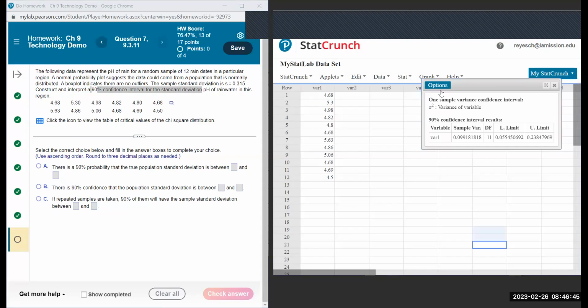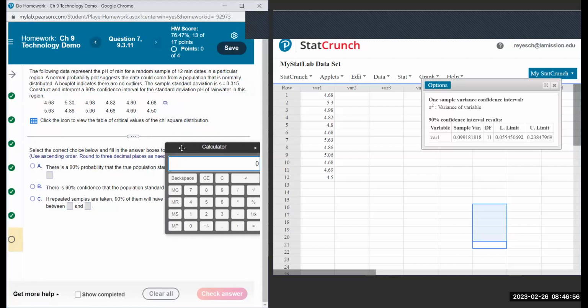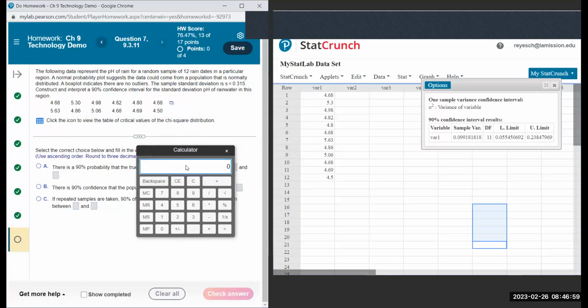And because this has a little square on it and they want standard deviation, then remember this is the one we have to break back down to a standard deviation. And again, use all the numbers that are showing up on your calculator. So my lower limit, I'm going to enter here with no rounding. And we want 3 decimal places. So I'm going to put it over here for now. And then do the same thing for the upper limit.